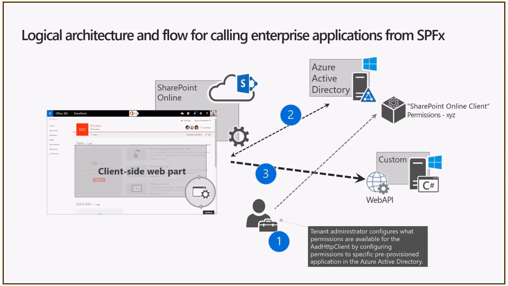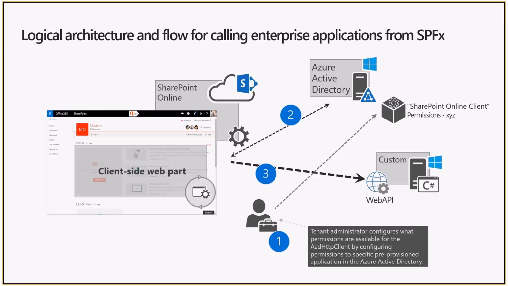So the SharePoint Online client, which is mentioned in the slide, is a pre-provisioned application, the Azure AD enterprise application which we pre-provisioned for all of the tenants. Whenever the client-side web part is planning to call, let's say, Microsoft Graph or a custom web API, that SharePoint Online client is the one where we control the permissions. So, is the SharePoint Framework code capable of calling that custom web API? Does it have permission to do the operation it is now planning to do?